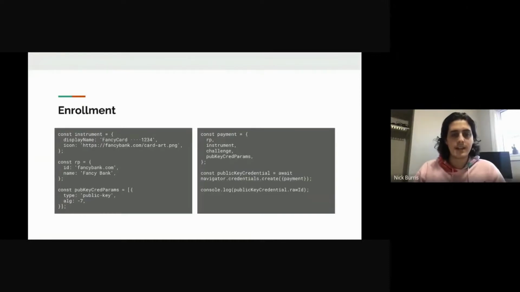Here's an example of using the API for enrollment, which looks a lot like enrolling a public key FIDO credential using the Credential Management API. We created a special secure payment credential that is a type of public key credential that is associated to a payment instrument.